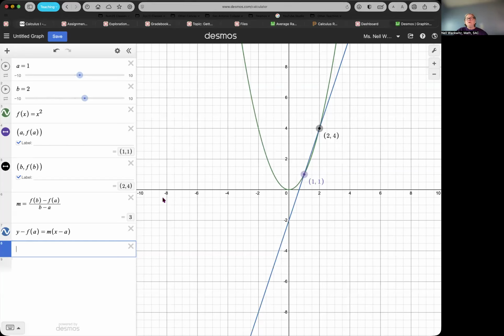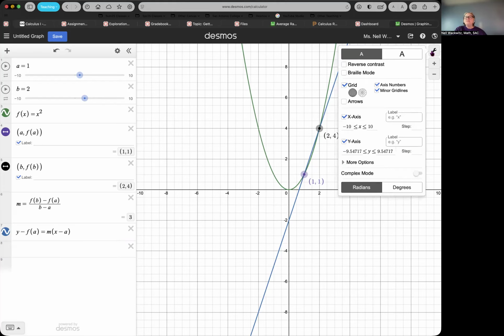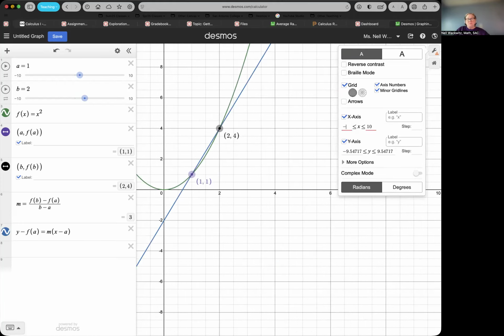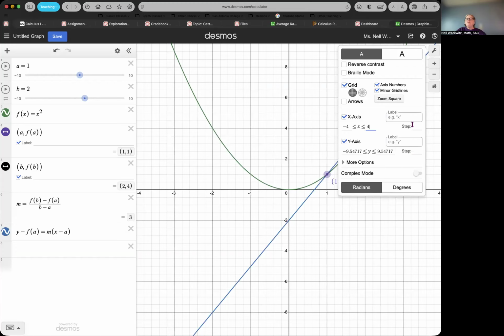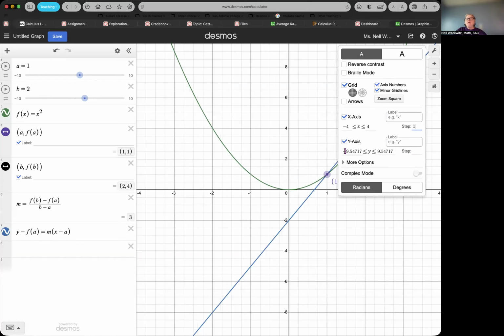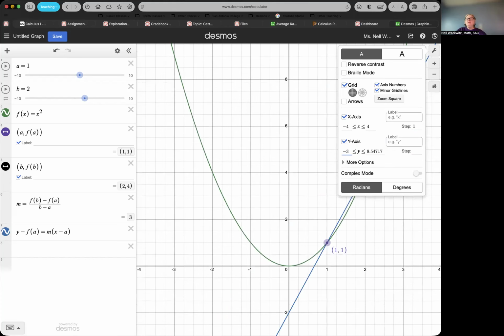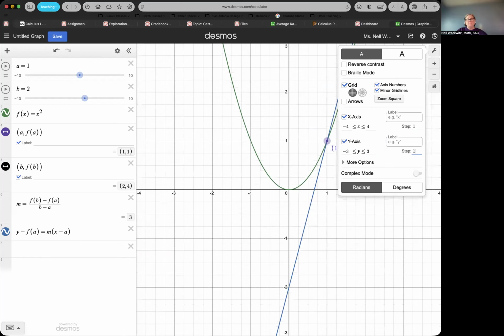Okay, so the first thing that we're going to set up is the X and Y max and min values, and also the step, the number of spaces it takes before we see a number. We're going to go to this little wrench in the upper right. I'm pressing it. And let's just start with something a little bit small. Let's go -4 to 4 on the x-axis with a step of 1. And how about -3 to 3 on the y-axis, also with a step of 1.